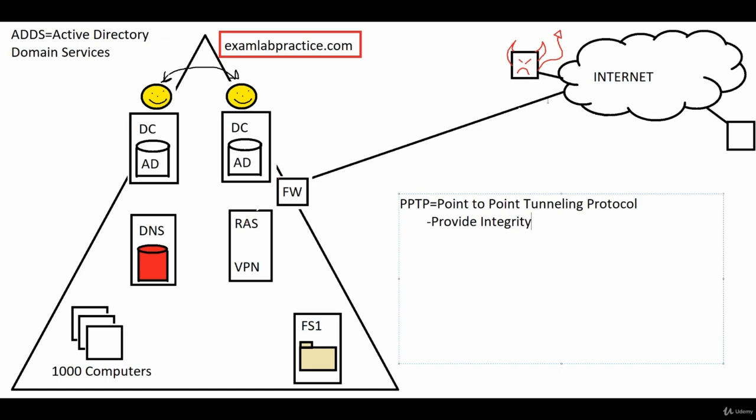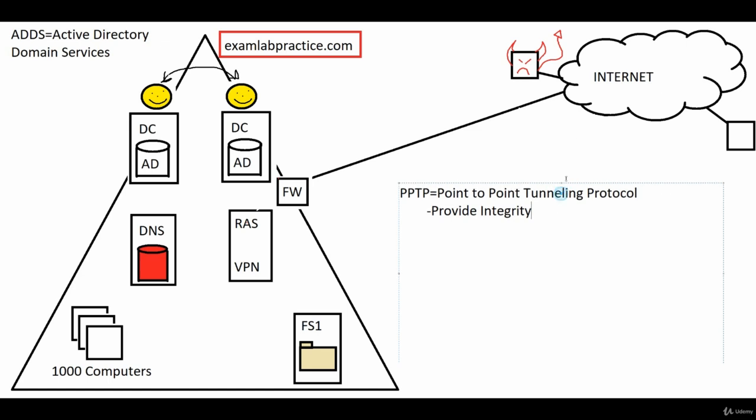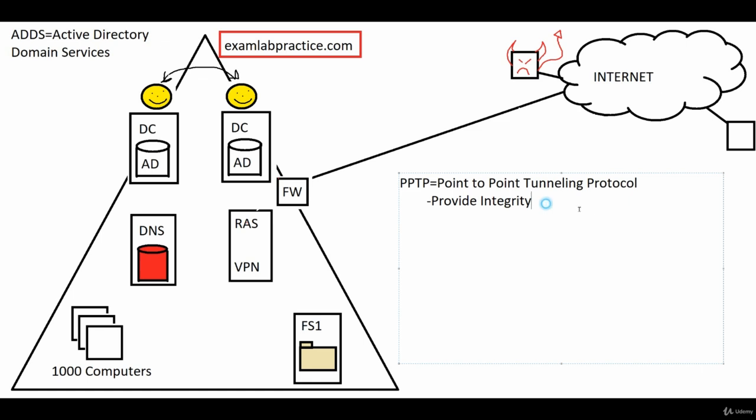So you really shouldn't use PPTP, okay, because it doesn't provide the integrity. It's vulnerable to man-in-the-middle attacks. So in Windows 2000, in the year 2000, Microsoft released Layer 2 Tunneling Protocol, and it actually wasn't just Microsoft, it was Cisco as well. Cisco and Microsoft worked on this one together, okay.